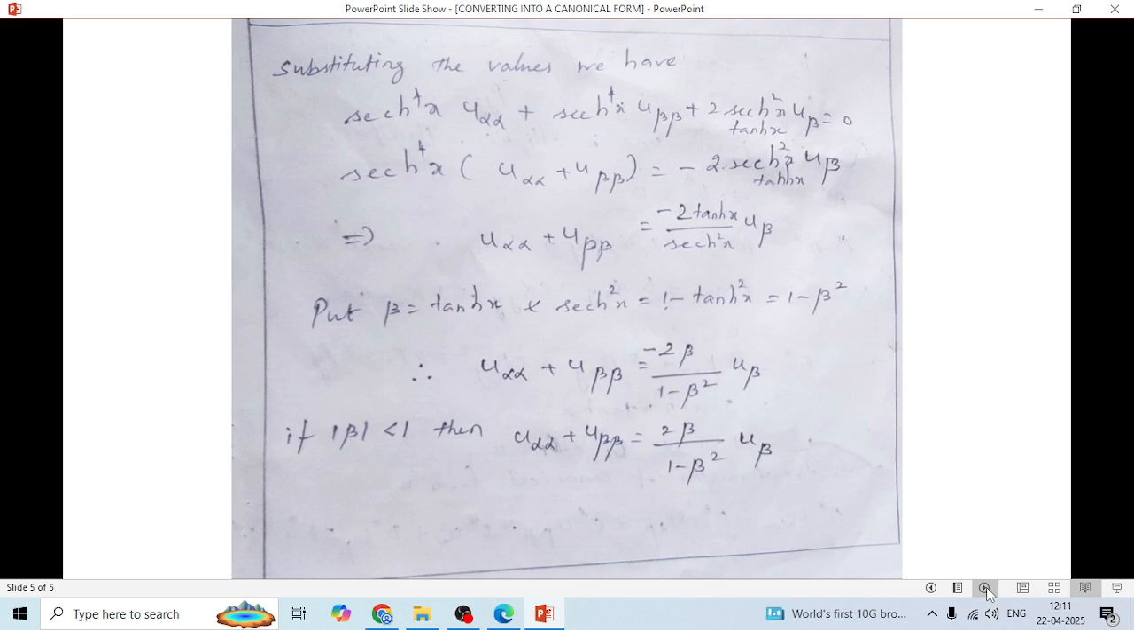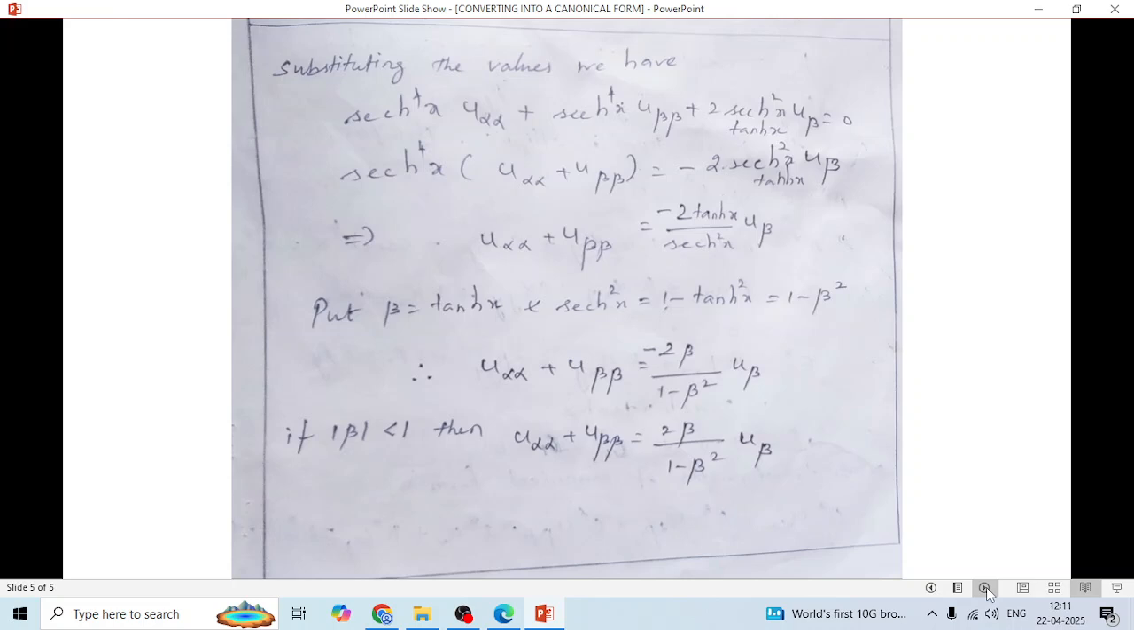And we can say that F star equal to F equal to 0, and G star equal to G equal to 0. Now, the canonical form of the transformation is A star u alpha alpha plus B star u alpha beta plus C star u beta beta plus D star u alpha plus E star u beta plus F star u equal to G star. So we substitute these values in equation 5, and we get sech power 4x u alpha alpha plus sech power 4x u beta beta plus 2 sech power 2x tanh x u beta equal to 0. After simplification, we get u alpha alpha plus u beta beta equal to minus 2 tanh x by sech square x into u beta.